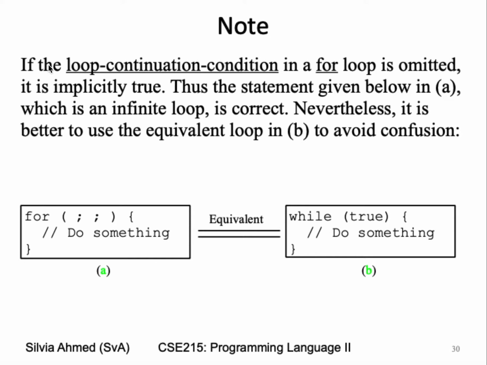So the loop continuation condition, if it is omitted here, so nothing is there, it will be assumed to be true, and that for loop will become an infinite loop. And in the while loop, if we want to make a while loop an infinite loop, we need to put here true.